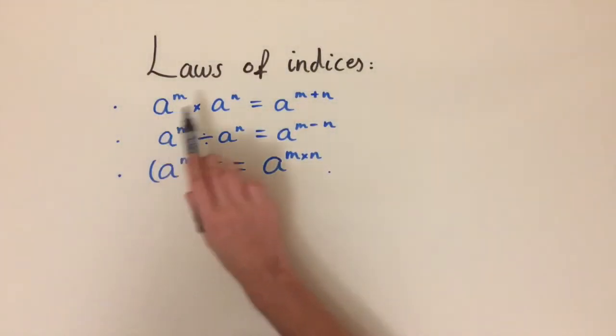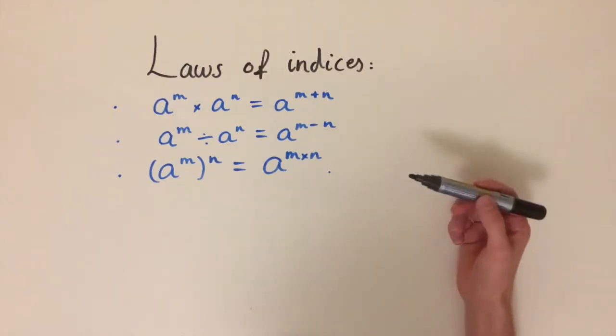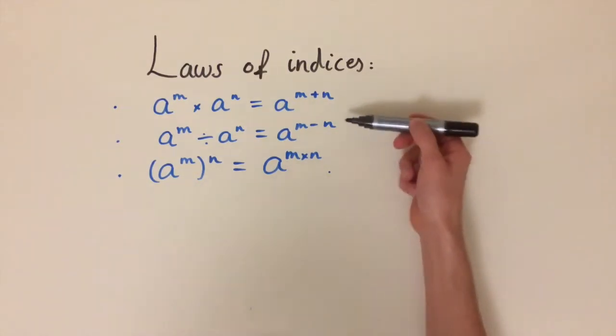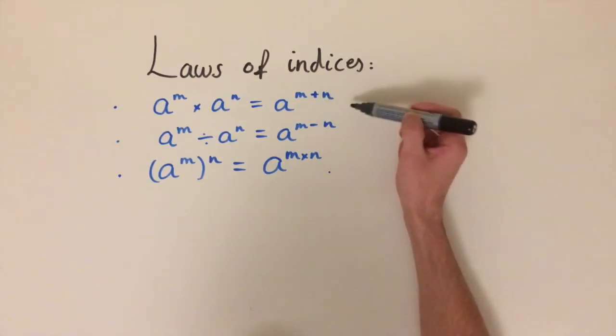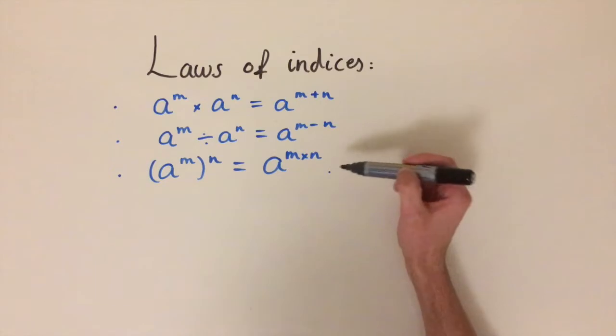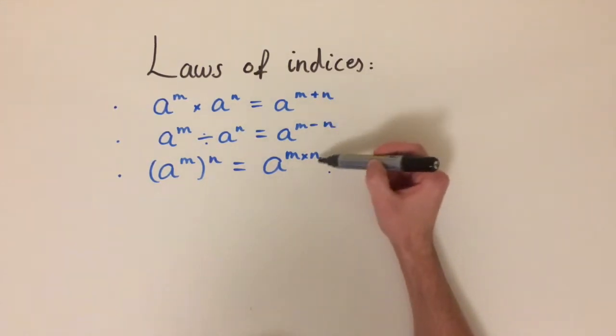Today we'll be looking at the laws of indices. I'll be doing this across 3 videos, and in this video we're going to be looking at the 3 fundamental laws of indices. These are sometimes called the law of addition, the law of subtraction, and the law of multiplication, just because of what's going on on the right hand side.